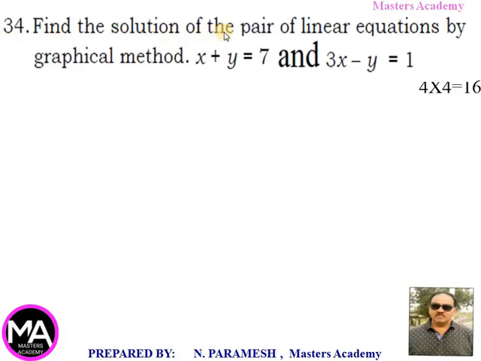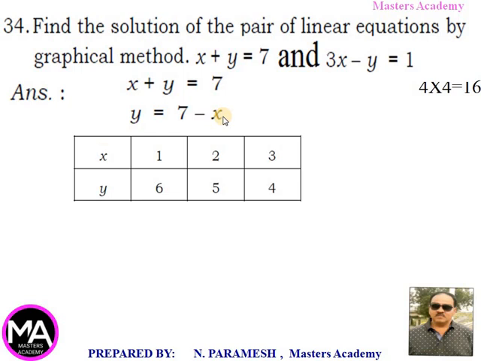34th question. Find the solution of the pair of linear equations by graphical method: x plus y is equal to 7 and 3x minus y is equal to 1. Answer: x plus y is equal to 7, y is equal to 7 minus x.